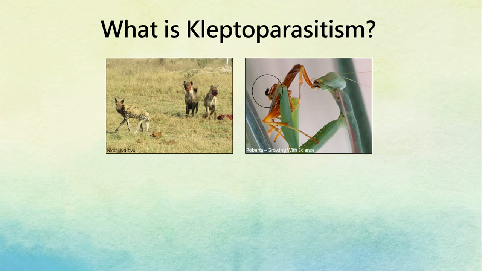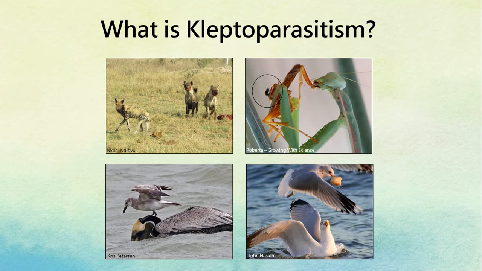Now here's an example from the insect world, where there's a fly stealing resources from this praying mantis. It caught this paper wasp, and that's an example of kleptoparasitism as well. But probably the most common group that you see kleptoparasitism in is birds, specifically gulls and terns.